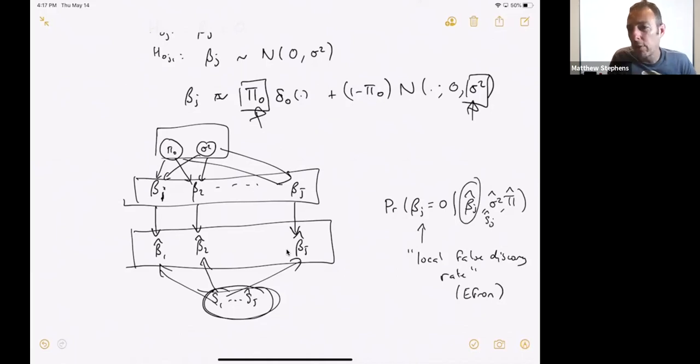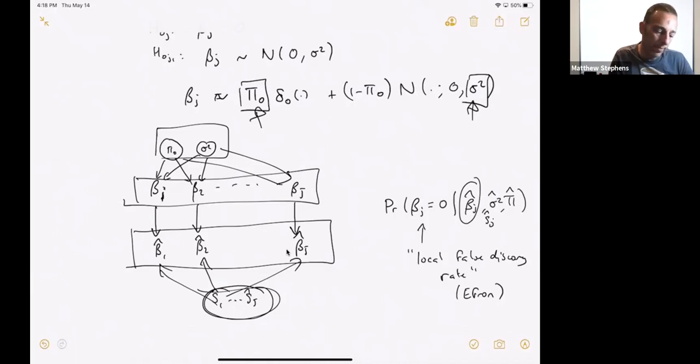And it's called the false discovery rate because it's the probability that, if we rejected that test, we would be wrong. If we called j a discovery, this is the probability we'd be wrong, because it's the probability that it's actually null given the data. So it's the probability it would be a false discovery.